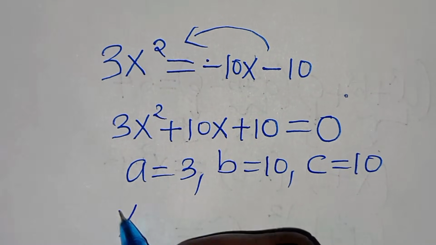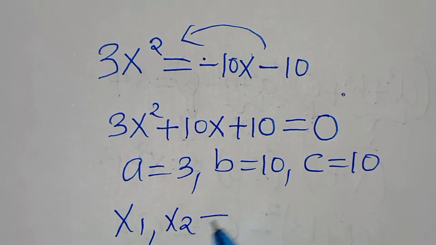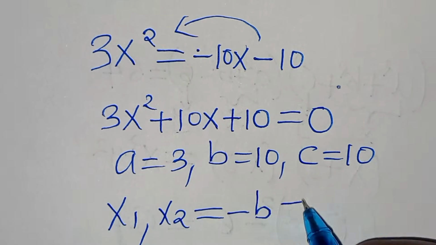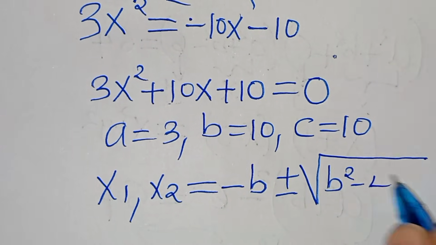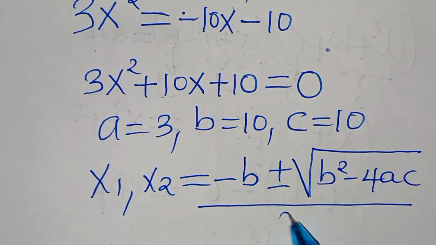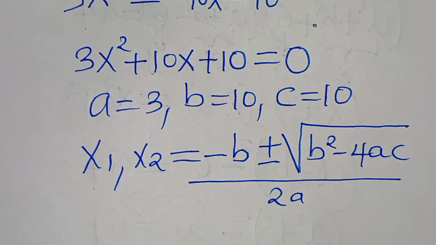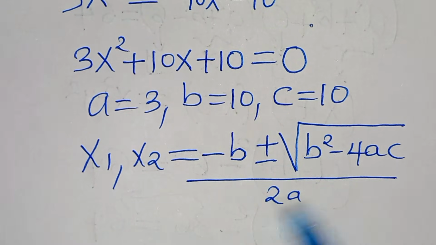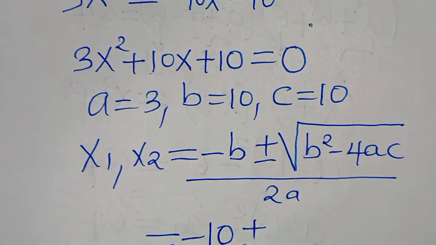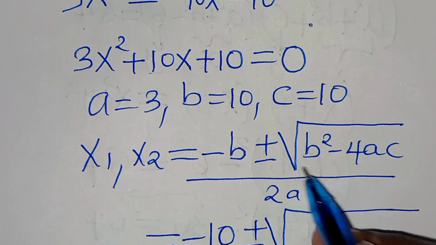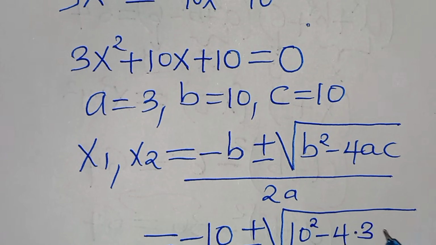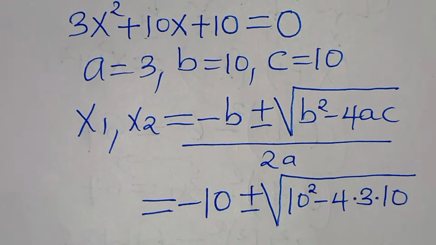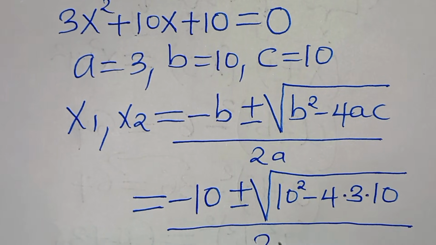So we can solve for x1, x2 by applying the quadratic formula here, which is minus b plus or minus the square root of b squared minus 4ac. Everything here divided by 2 times a. So let's substitute the values of a, b, and c in this formula, so that now here we have minus 10 plus or minus the square root of 10 squared minus 4 times a, which is 3, then times c, which is 10. Everything here divided by 2 times 3.